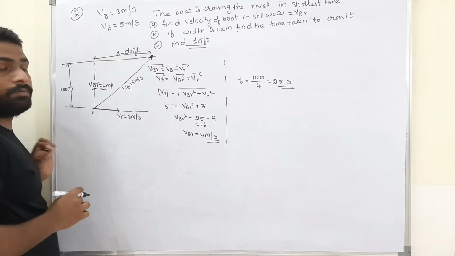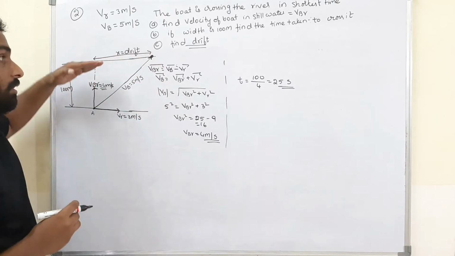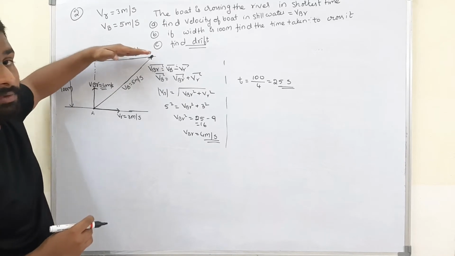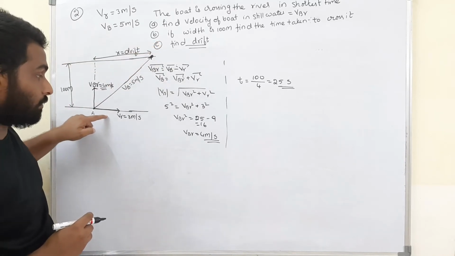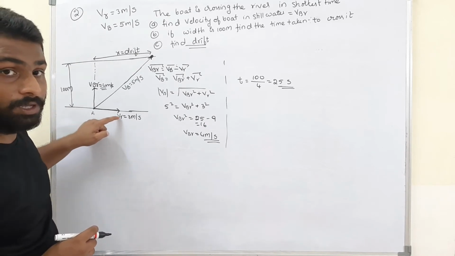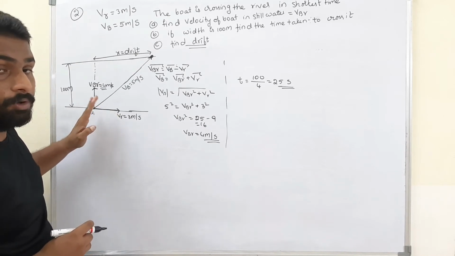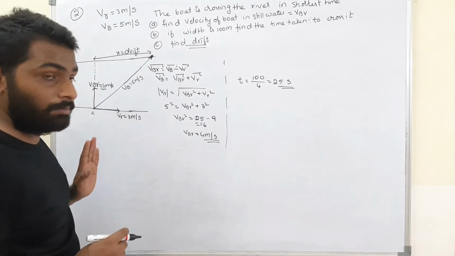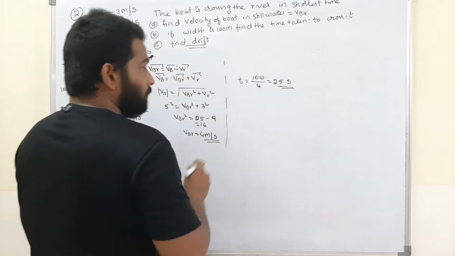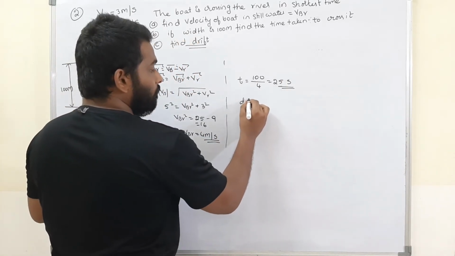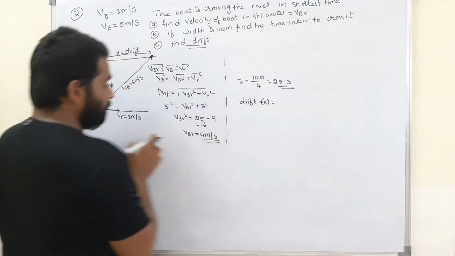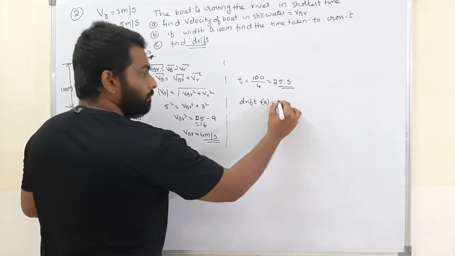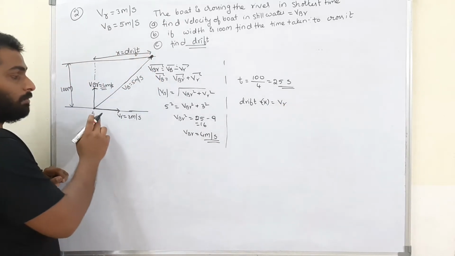Now, how can I find the drift? The drift is nothing but in the horizontal direction. Therefore, in this direction, because of which velocity is the boat moving? Because of this VR, that is velocity of river. Because of this velocity of river only, I am pushed that side. Therefore, the drift is how much? Drift is nothing but x, which is nothing but velocity of river into what is the time taken?